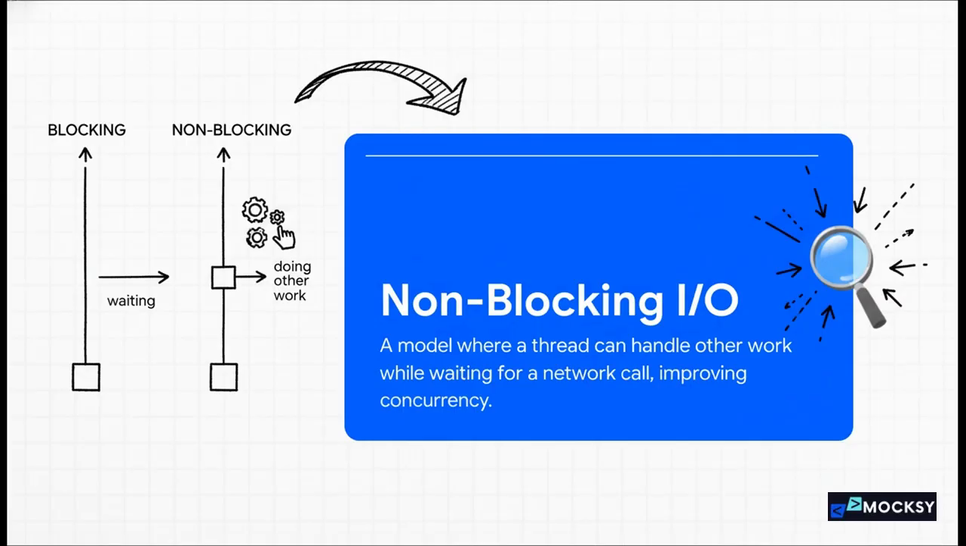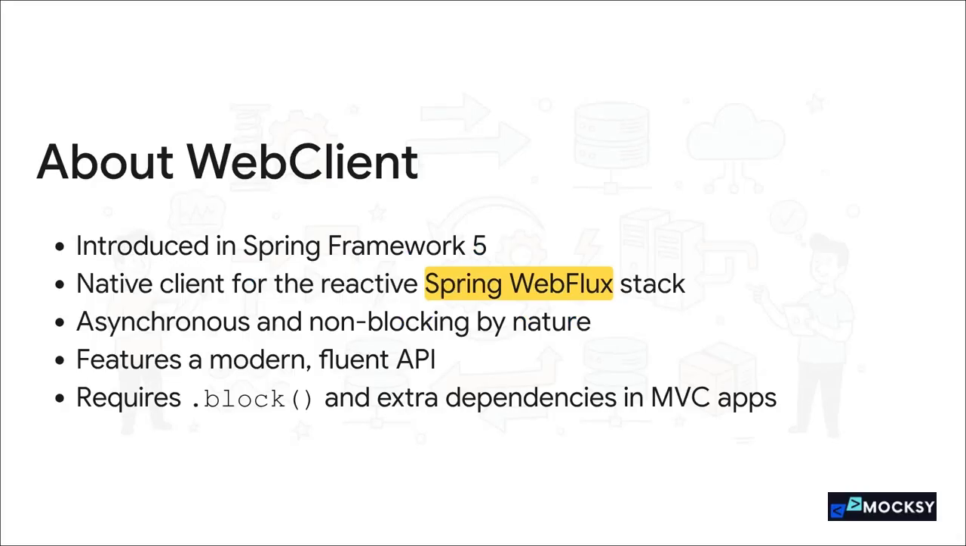But with non-blocking I/O, that thread is immediately freed up to go do other useful work while it waits for the response. What does that mean for you? It means a tiny number of threads can juggle a huge number of requests all at once. It's just insanely efficient. And that brings us right to the core purpose of WebClient. When it came out in Spring 5, it was built from the ground up for one thing, Spring's reactive stack, which is called WebFlux. So it's asynchronous by its very nature, and it uses that beautiful Fluent API we just saw.